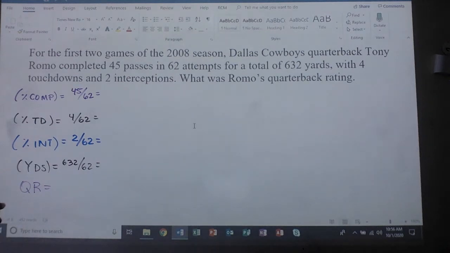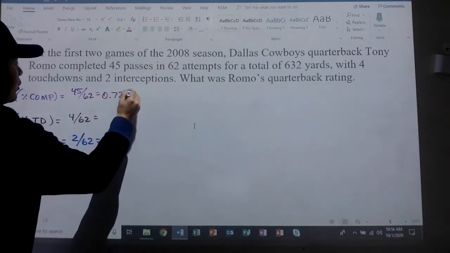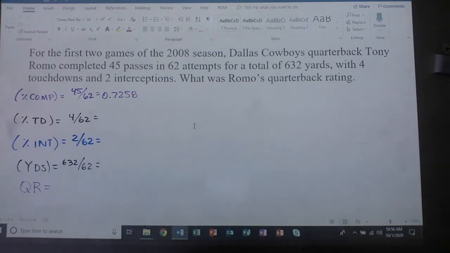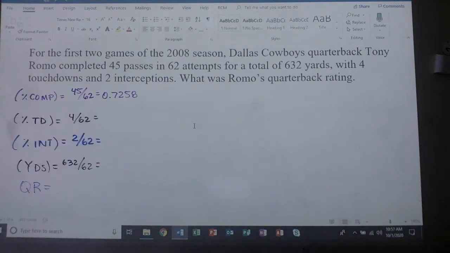QR, that is missing. That's a good thing. Because now I just got to put it in the formula. But first things first, I got to find those decimals. Every time I give you answers on a video, make sure you double check them. So for the first one, I got this. Notice I am using 4 decimal places. Why? I will explain why.